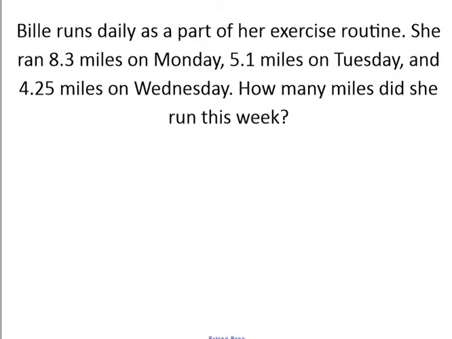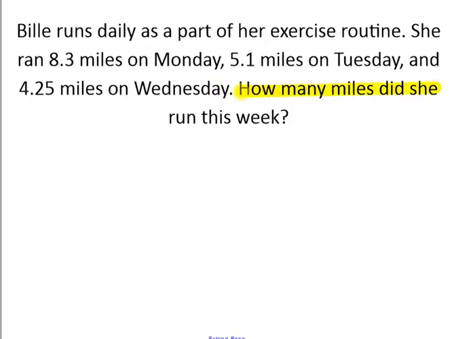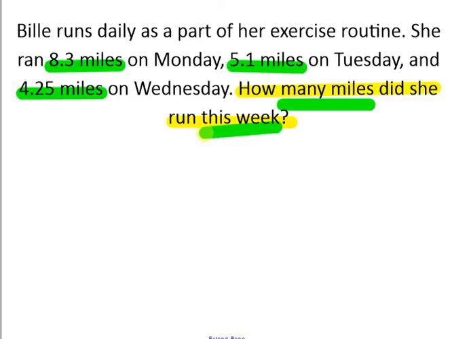All right, so Billy runs daily as a part of her exercise routine. She ran 8.3 miles on Monday, 5.1 miles on Tuesday, and 4.25 miles on Wednesday. How many miles did she run this week? So we're going to go ahead and highlight our question: how many miles did she run this week? And then what is our key word? We don't have our word total or altogether here, but there's something about it that signals addition. We have this distance Monday, this distance Tuesday, this distance Wednesday, and it's asking us how many miles this week. That alone is going to signal addition.